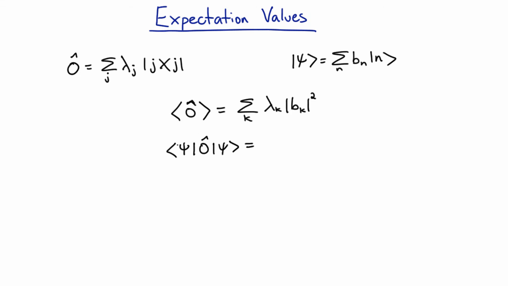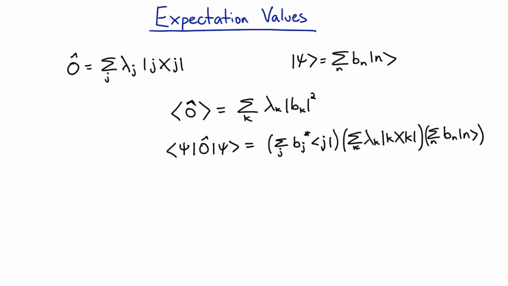So if we expand the operator and the state here, and note that I cleverly chose a different dummy index in each expansion, then all the sums come out. The two complex numbers come straight out. Then I've got the inner product between j and k, which is going to give me a delta function. I'm going to get the inner product between k and n, which is going to give me a delta function.